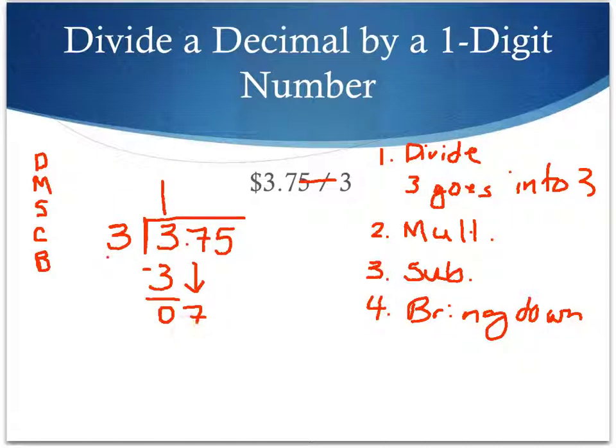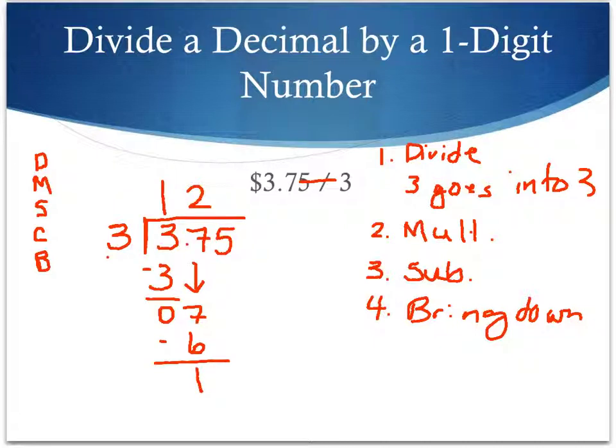So 3 goes into 7 2 times. So I'll put my 2 up there. Then I'm going to multiply. 2 times 3 is 6. Notice I'm going to put the 6 right underneath the 7. After that, step 3 is subtract. 7 take away 6 would be 1.